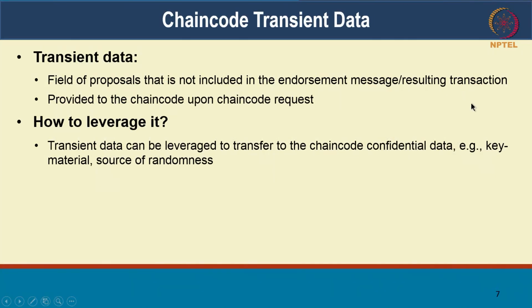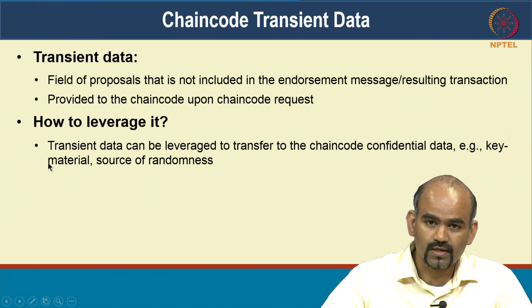So the transient data itself is not included in the endorsement method, it's not included in the transaction, and it's provided to the chain code upon request, right? And how do you leverage it? It can be used for sharing confidential data like key material.